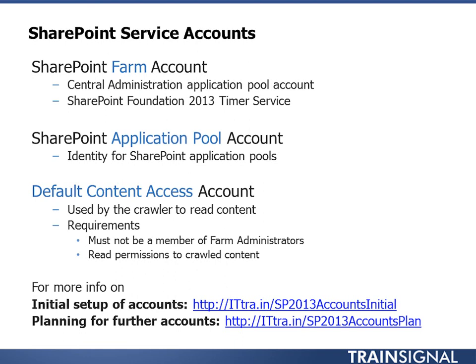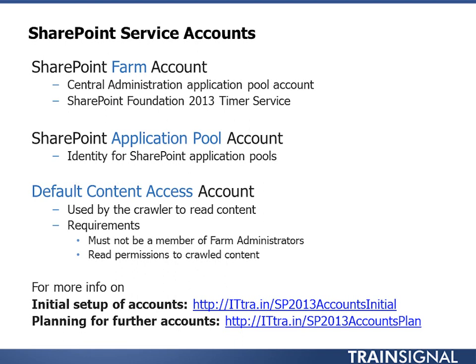And then finally, last but not least, we're going to need a default content access account. This account is going to be used by the crawler service to read content for indexing. As far as the requirements go, the default content access account is not allowed to be a member of farm administrators, and that's a security thing. The only thing that the default access account needs is simply read permissions to the data that's going to be indexed. It doesn't need write permissions anywhere.